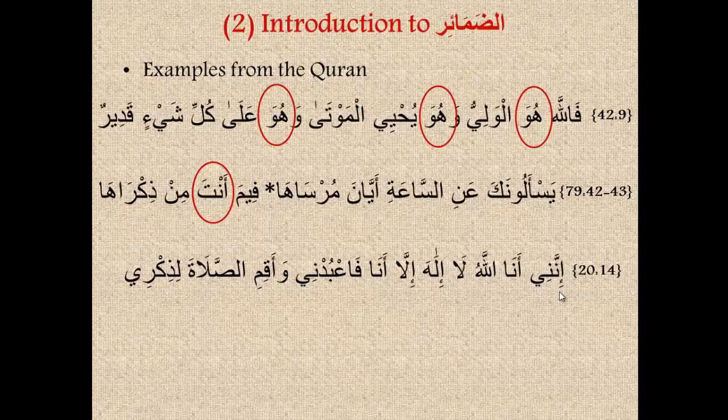وَأَقِمِ الصَّلَاةَ لِذِكْرِي. In this verse, we have two instances of the pronoun ana, which means I. And Allah says, indeed, I am Allah, ana Allah, la ilaha illa ana, there is no God but I. Fa'budni, so worship me, and establish prayer for my remembrance. And in this verse, Allah subhanahu wa ta'ala is talking to the Prophet Musa alayhi salam. So these are examples of al-dama'ir al-munfasila taken from the Quran.